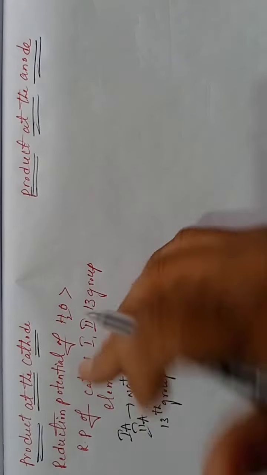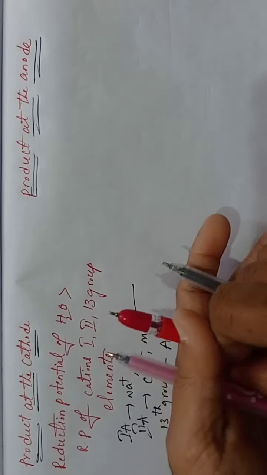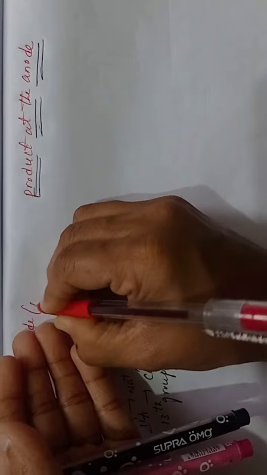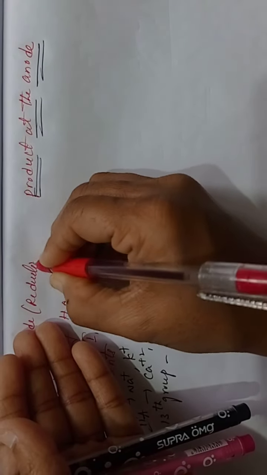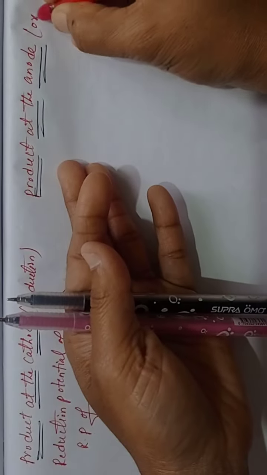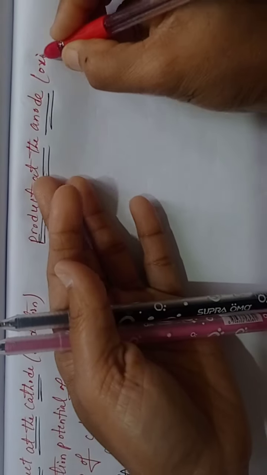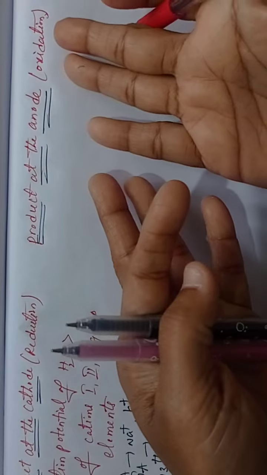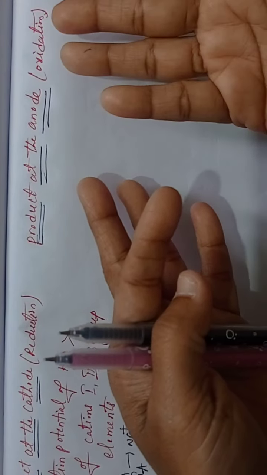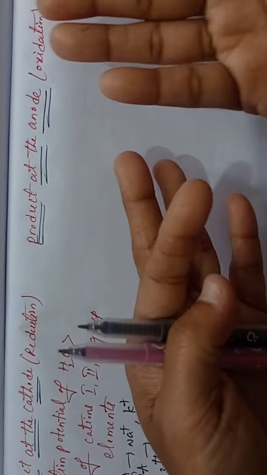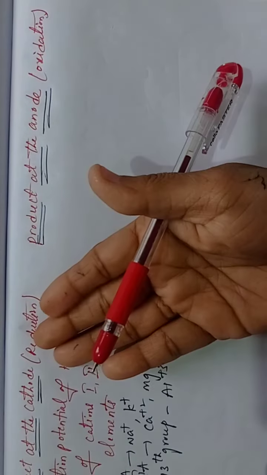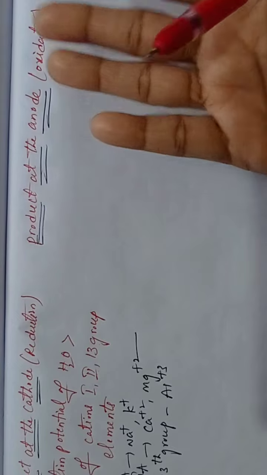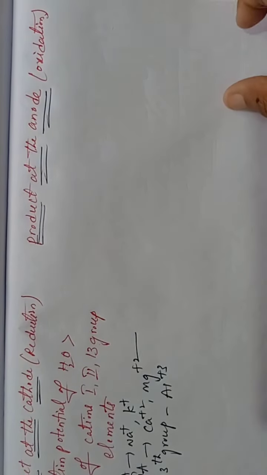Now we know that at the cathode, reduction takes place, so the potential is called reduction potential. At the anode, oxidation takes place, so its potential is called oxidation potential. Depending on whether energy is released or gained, we call it reduction potential or oxidation potential.